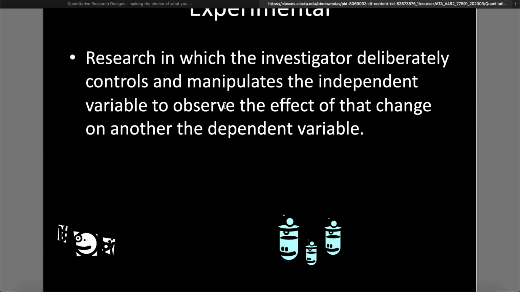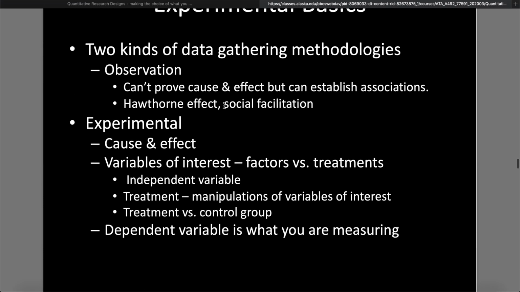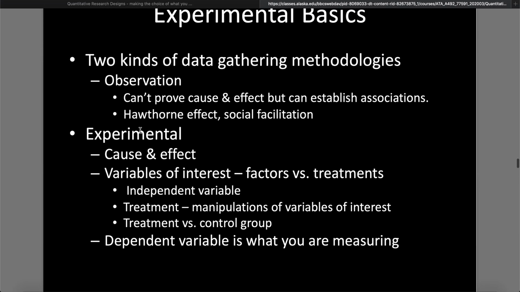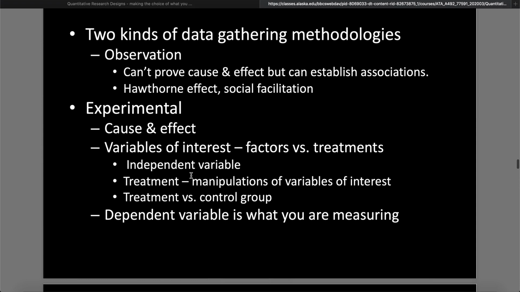So let's say we're looking at male versus female on performance. So you're now trying to look at two different variables deliberately and giving them a scenario to measure performance to see a difference between two different groups. So what we want to do is experimental, so we're looking at cause and effect. We find out what the variables of interest are, so that was the exercise we did recently. And what we're trying to see is what's the factor versus a treatment.